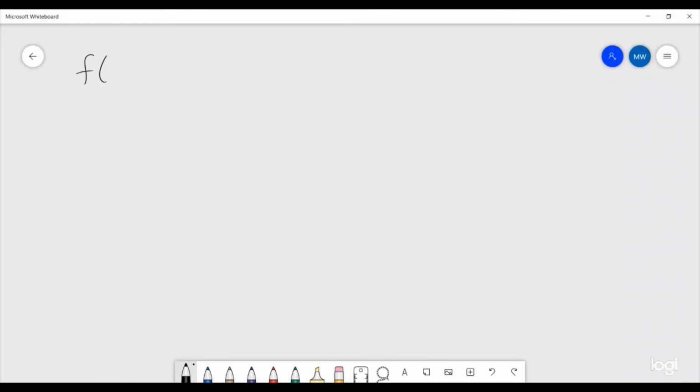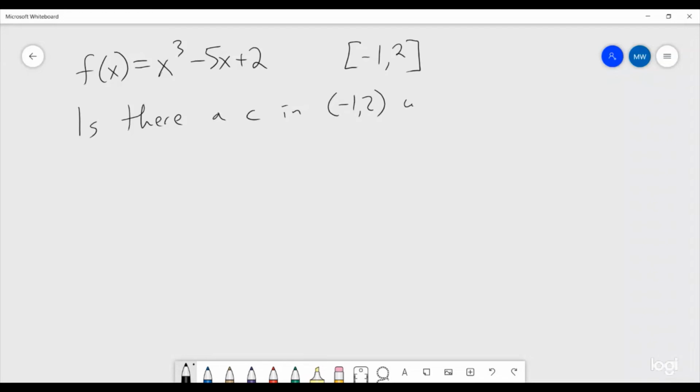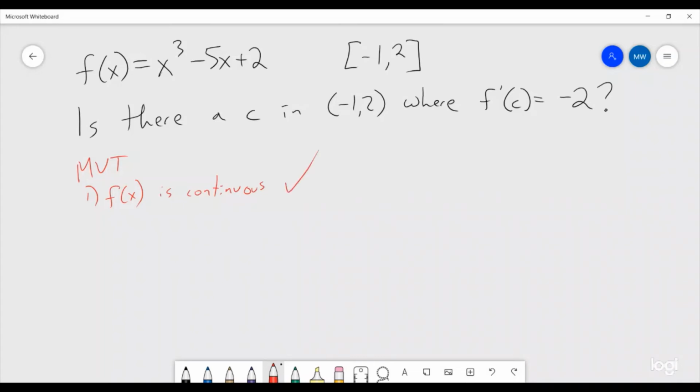Let's say that we have f of x equals x cubed minus 5x plus 2 on the interval negative 1 to 2. We ask, is there a c in the interval negative 1 to 2 where f prime at c is equal to negative 2? Let's go through and see if this satisfies the conditions for the mean value theorem. So mean value theorem, number 1, we need f of x is continuous. Well, is our function f of x continuous? Yep. So f of x is continuous, so we're good to go.